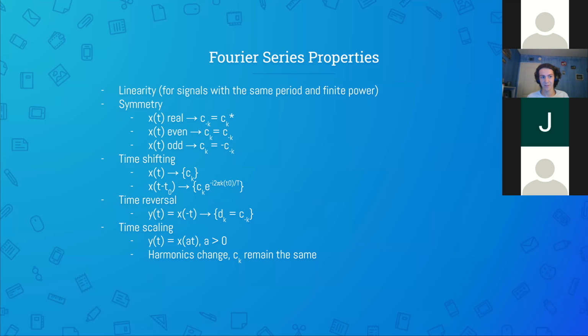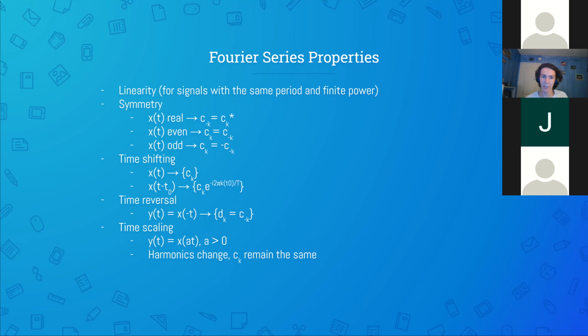So let's say I have e to the negative i omega k t, then the coefficient for e to the i omega k t will be the same as the coefficient for e to the minus i omega k t when it's even. And when it's odd, the coefficient for e to the minus i omega k t is the negative of the coefficient for e to the i omega k t. That was probably a mouthful.